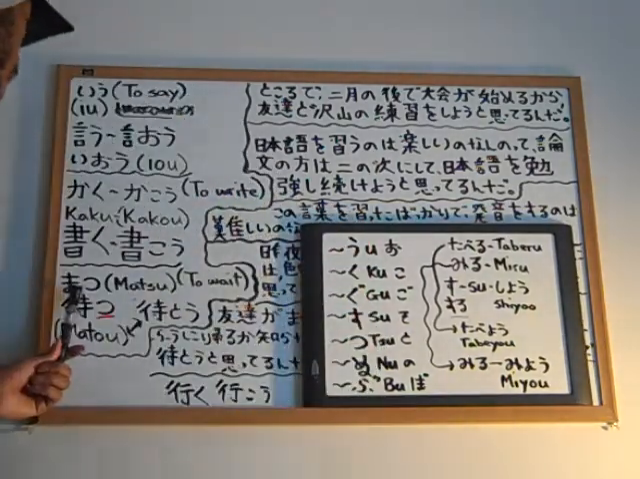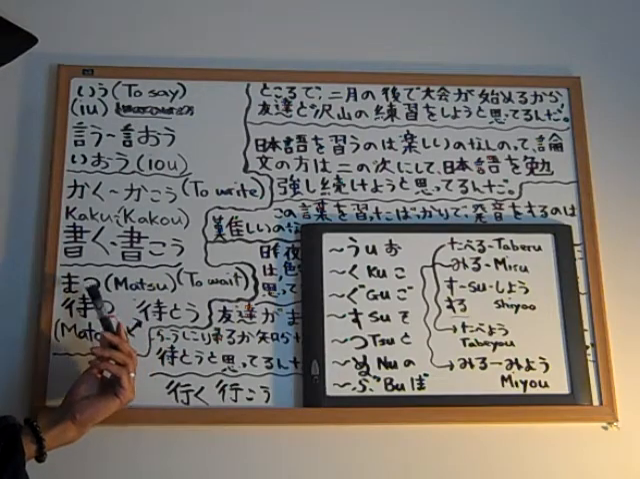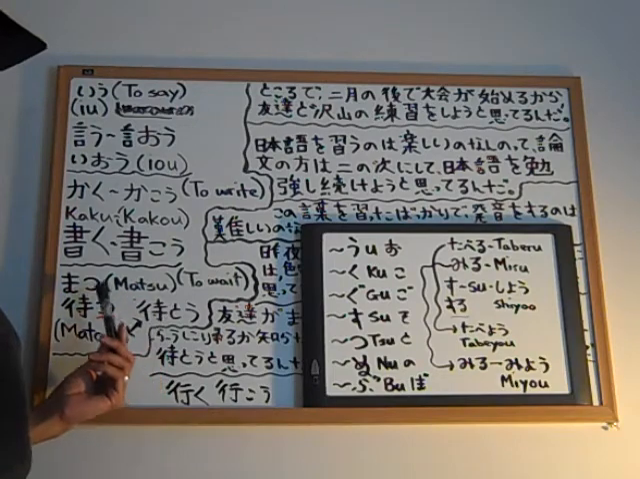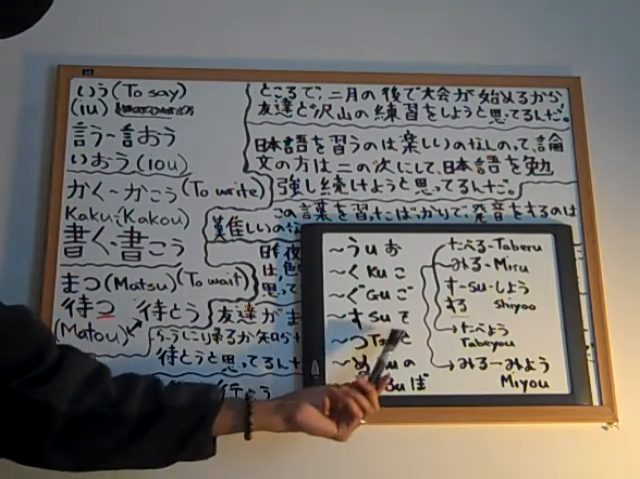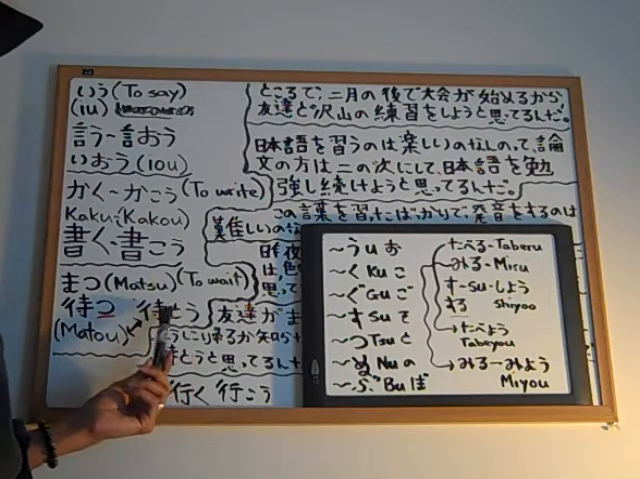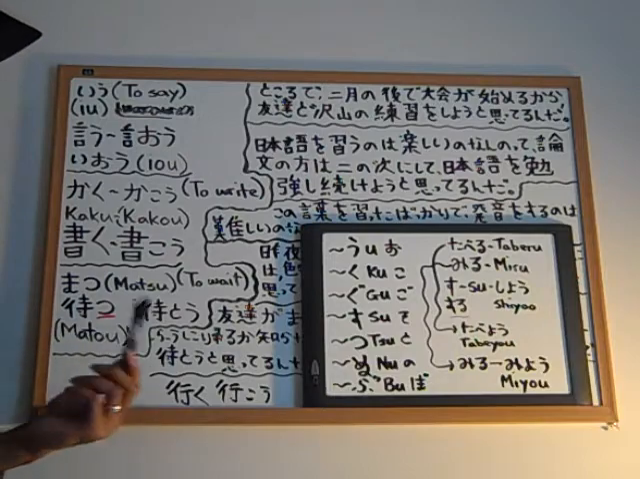The next one will be matsu, which is to wait. As I told you before, this is a weird change. Matsu becomes mato. You just change this tsu to to, and add the u. So mato. Let's wait. Okay, mato.